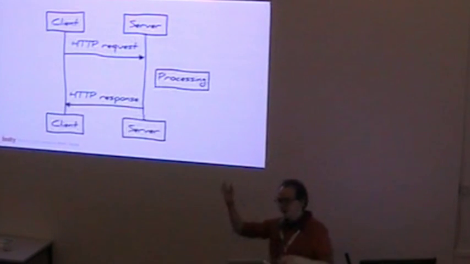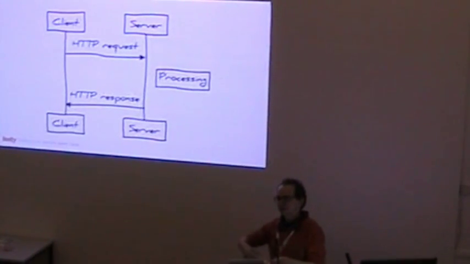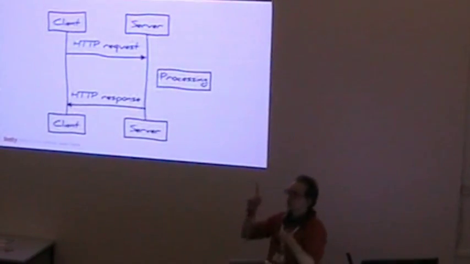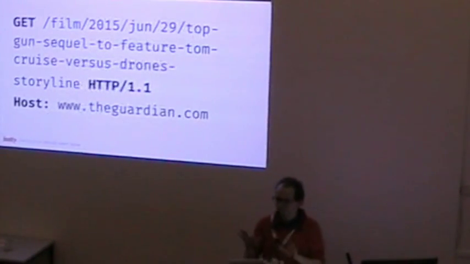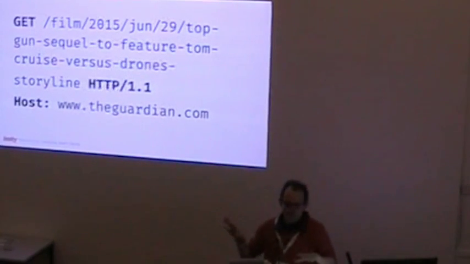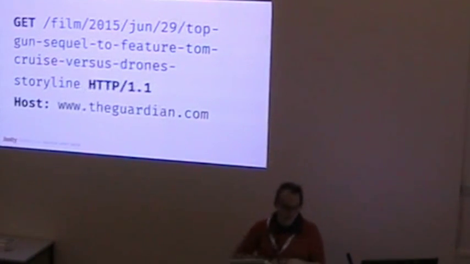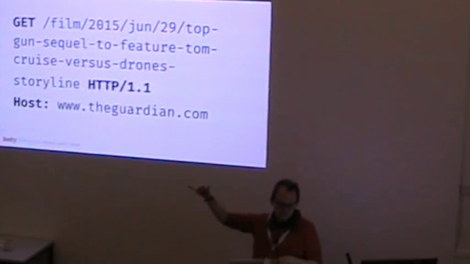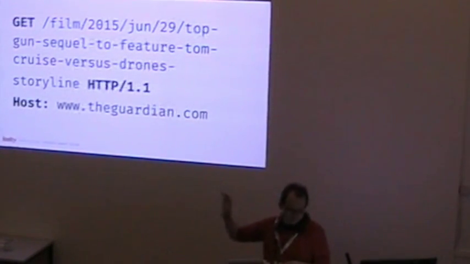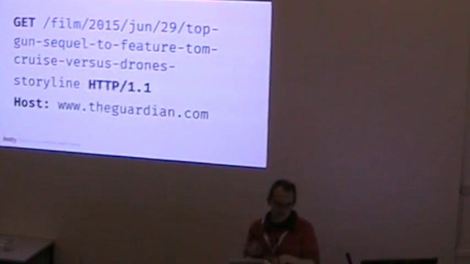So something like, "Hi, I'd like this page." "Oh, okay, here you go." I'm going to simplify for the next few slides, but it's basically all this. This is what an HTTP request looks like. It's an action, like I'd like to get this particular URL, and I'm this version of the protocol. And the host I would like to get to is the Guardian.